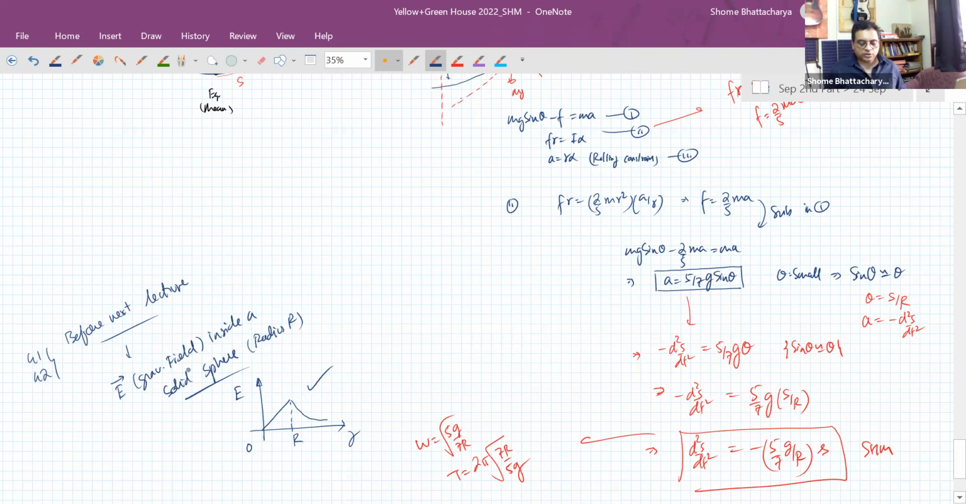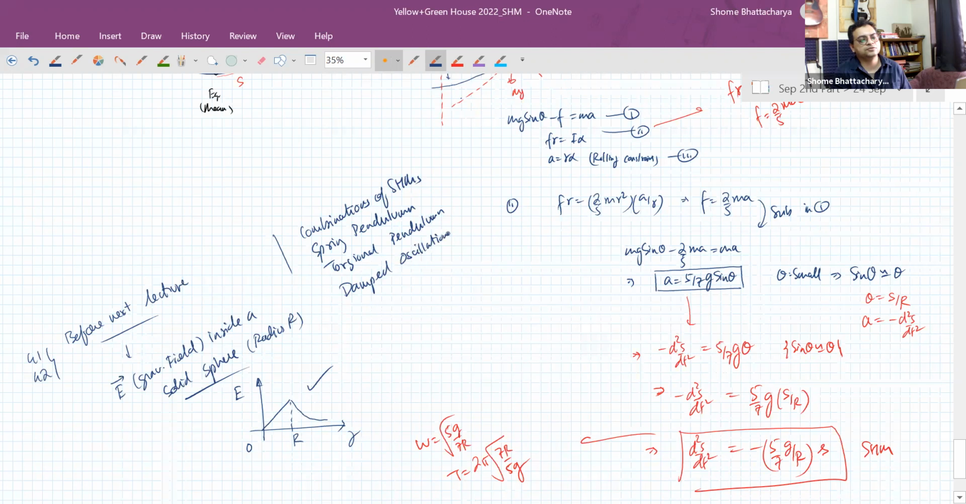Then we'll complete the doubts of all this, and a couple of things are remaining in SHM. In the next lecture, we'll do combination of SHMs. We'll also do spring pendulum and torsional pendulum, so two more types of pendulums, and damped oscillations. But these are all small things. They'll just take a few minutes. So doubts will be the most important things. In the next lecture, we'll finish all that and discuss. Those are very few in number and very easy questions.